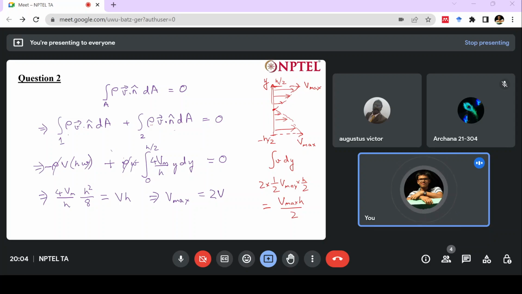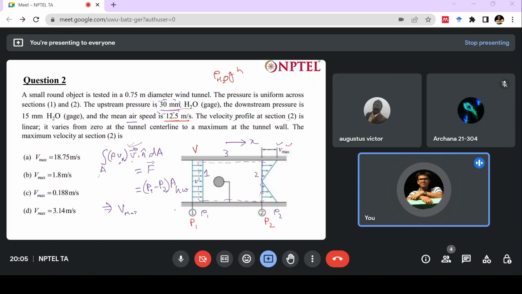So had I done this correctly here? Rho I had taken out, w I had taken out, h was there, another h was there, and after rho w, v dy would have been there. So rho w had cancelled. So here I had got v max into h by 2. It is correct. So what I am getting as my answer here is actually v max is equal to 2v.